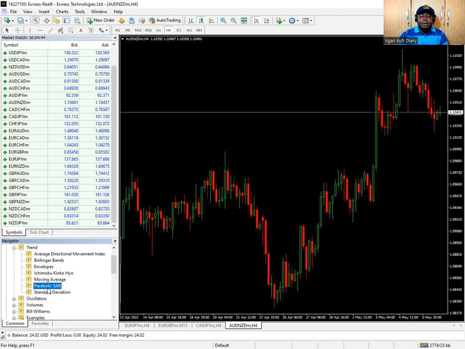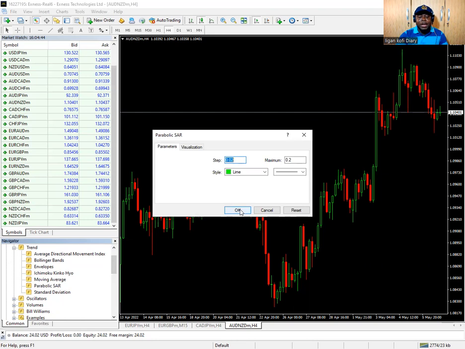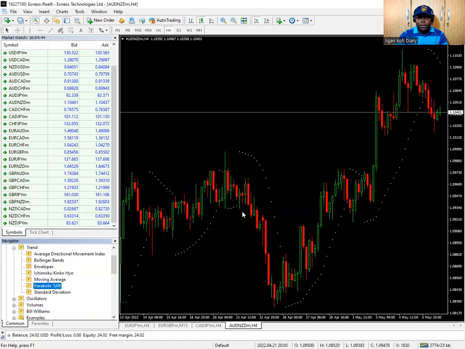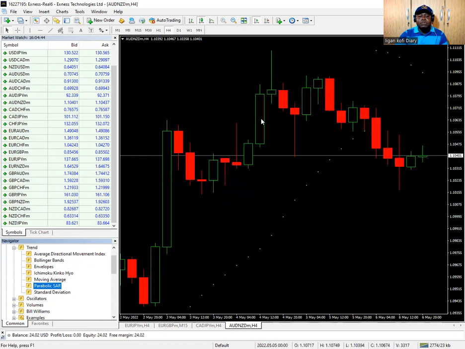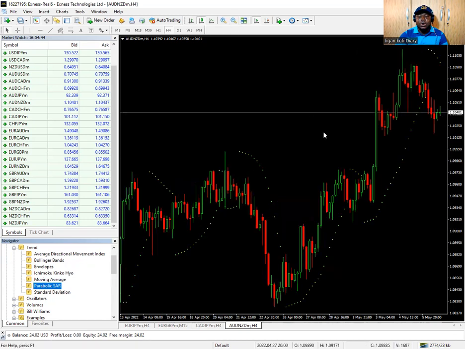Now, let me bring the Parabolic Sar on the chart and let's see what it does. This is the Parabolic Sar. We are leaving everything at default settings. So we click OK. So this is the default setting of the Parabolic Sar. Now, there are some dotted lines that you can see on the chart. These dotted lines are the Parabolic Sar.